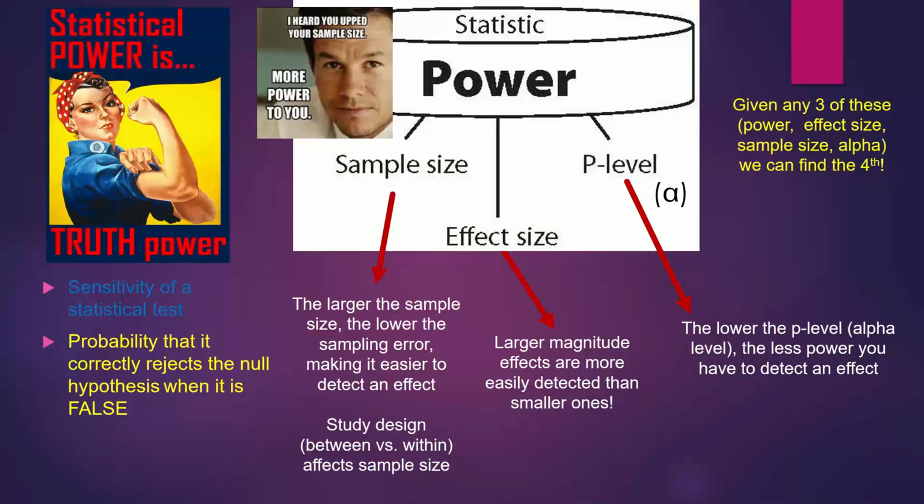So given any three of these, power, effect size, sample size, and alpha, we can find the fourth. And that's what you are going to need to do to ensure that you have a big enough sample size to detect what effects you are hypothesizing you'll be able to see.